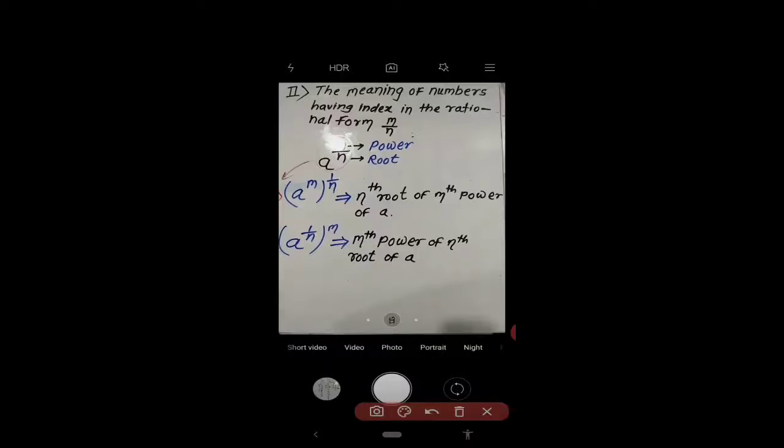And in the second way, a to the power 1 upon n, whole to the power m, we read this as the mth power of the nth root of a. M is the numerator, so we read it as a power, and n is the denominator, so we read it as a root.